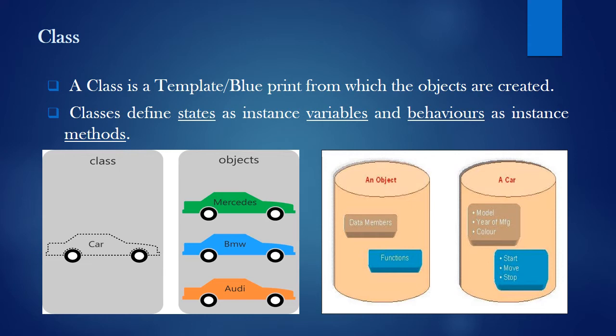Then, what is object? Objects are the instances of class. So, from one class we can create several objects. Each object has two properties, state and behavior. A class represents states as variables or members, and it represents behaviors as methods or functions. Here, car is an example of one object. Its variables are model of manufacturing, color, and the functions are start, move, and stop.